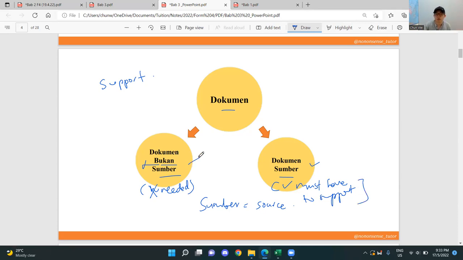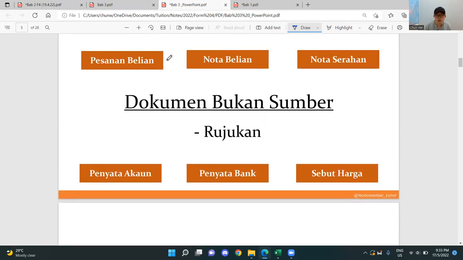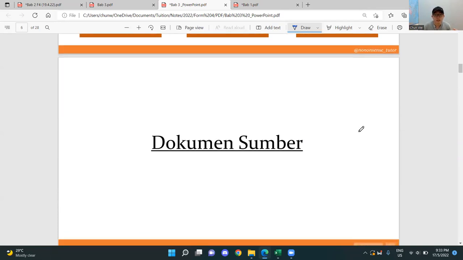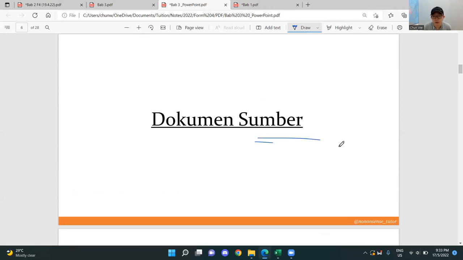Okay, so document bukan sumber is like this. These are the contoh: pesanan belian, nota belian, nota serahan, sebut harga, penyata bank, penyata akaun. So all these are actually documents yang bukan sumber. They are just a rujukan, or just a reference. Reference is not much important. You just rujuk saja. But what is important is the document sumber, which will come out in the exam, maybe.